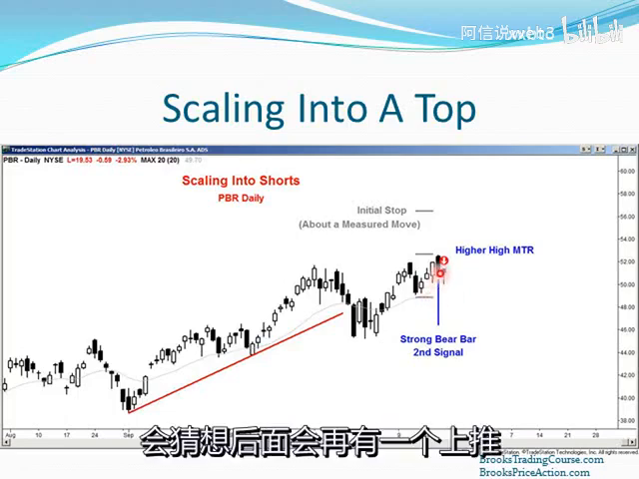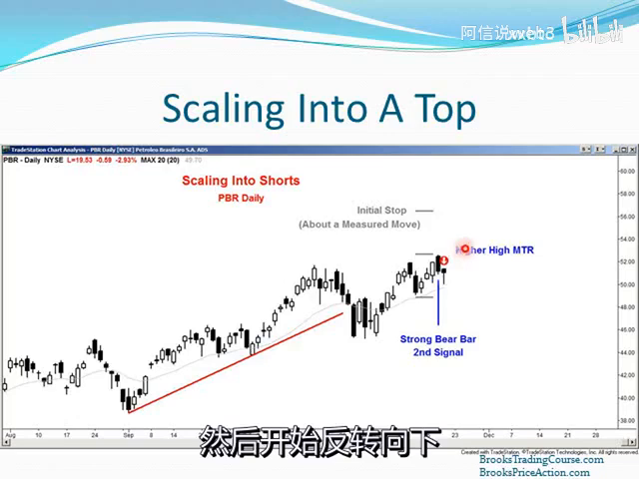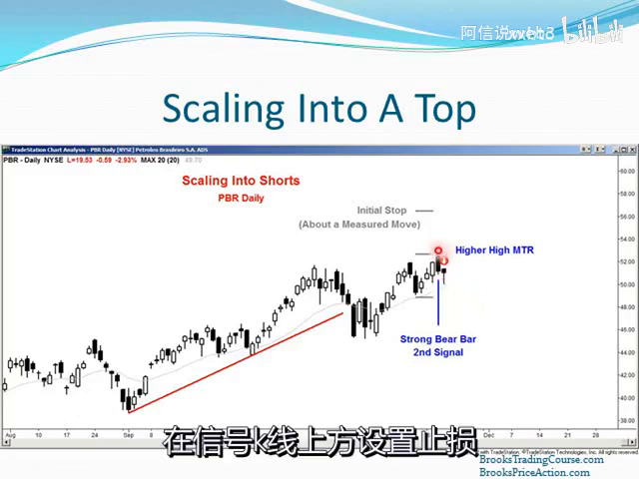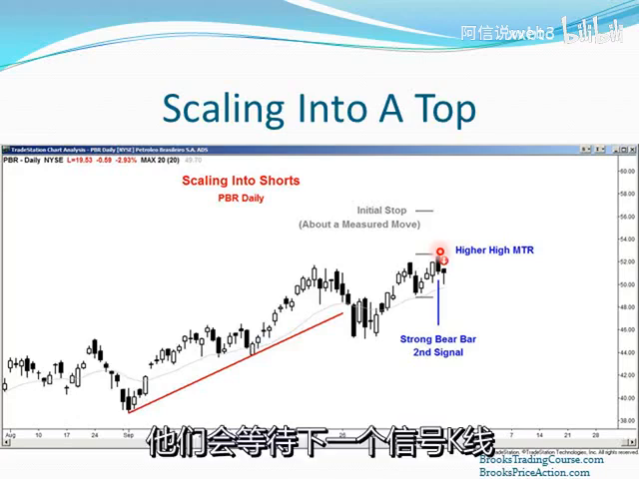Traders might look at this and say, well, maybe we'll get one more push up, and then we'll reverse down. Maybe this will be the reversal. Some traders will simply put a buy stop above the high of their signal bar, and if they get stopped out, look for another signal.